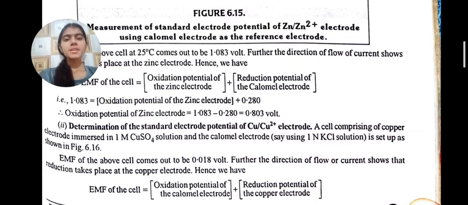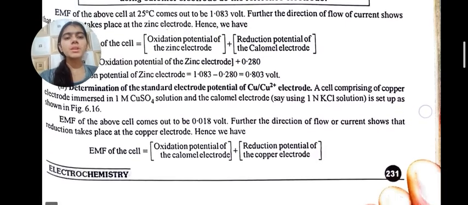Second example is determination of the standard electrode potential of copper/copper 2 positive electrode. A cell comprising a copper electrode immersed in 1 molar copper sulfate solution and the calomel electrode, say using 1 normal KCl solution, is set up as shown in figure 6.16. EMF of the above cell comes out to be 0.018 volt. Further, the direction of flow of current shows that reduction takes place at the copper electrode.